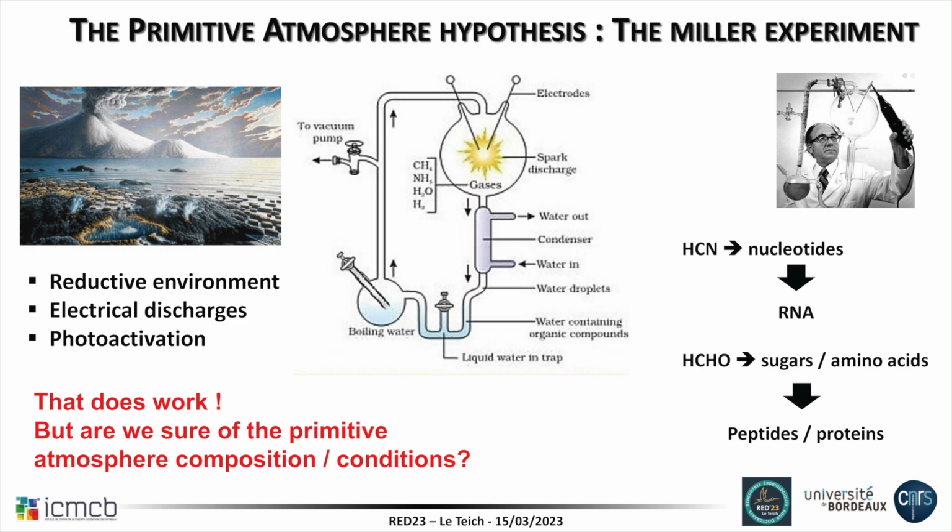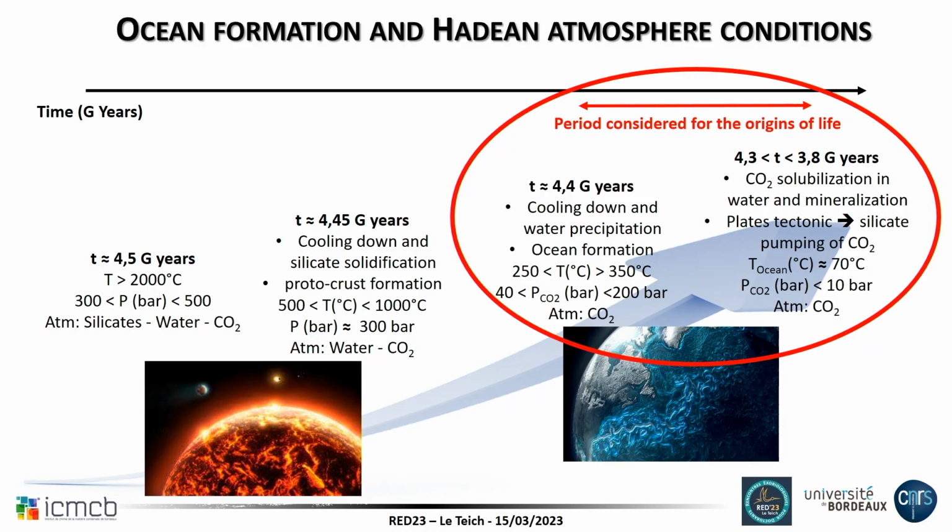Definitely, that's my conclusion. That does work. We had a reactive environment, electrical discharge, photoactivation, and basically you can clearly synthesize hydrogen cyanide to form nucleotides, potentially towards RNA. You can form formaldehyde to form sugar, and possibly amino acids towards peptides and proteins. The question is, based on my previous slide, are we sure of the conditions we are considering? So that's one point.